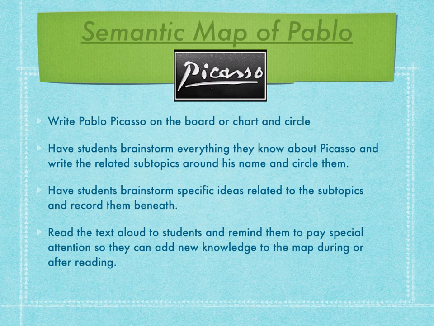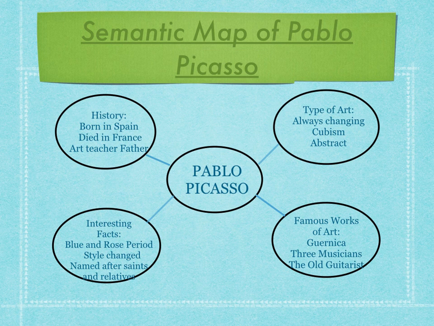I would read the text out loud to the students and remind them to pay special attention, so at the end, we can add all that new knowledge to our semantic map. Here's just an example of a semantic map of Pablo Picasso that I've kind of made up. I put his name in the middle and I circled it.